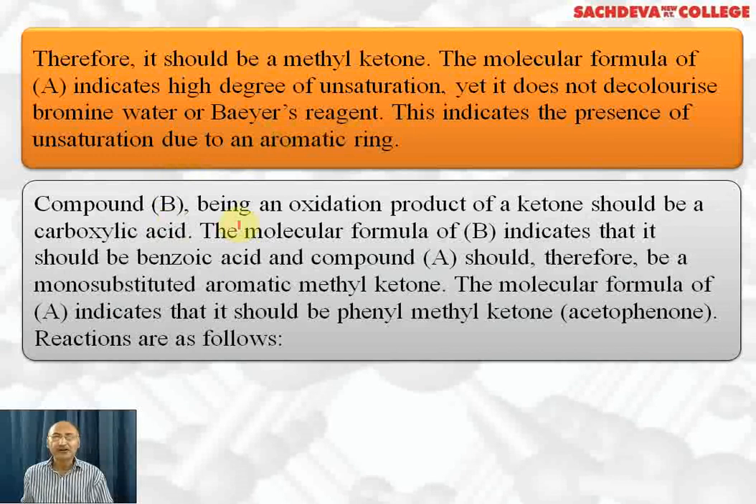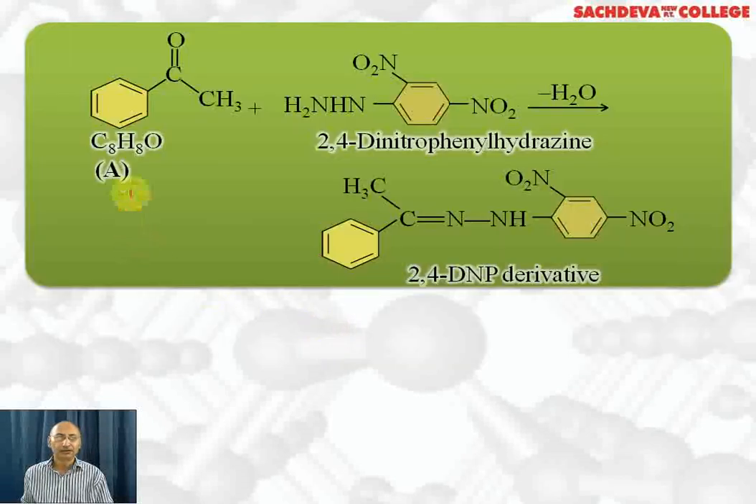Compound B, being an oxidation product of a ketone, should be a carboxylic acid. The molecular formula indicates that it is benzoic acid. Compound A should be a mono-substituted aromatic methyl ketone. So the molecular formula of A indicates that it should be methyl phenyl ketone or acetophenone. So this is the formula which we have identified.